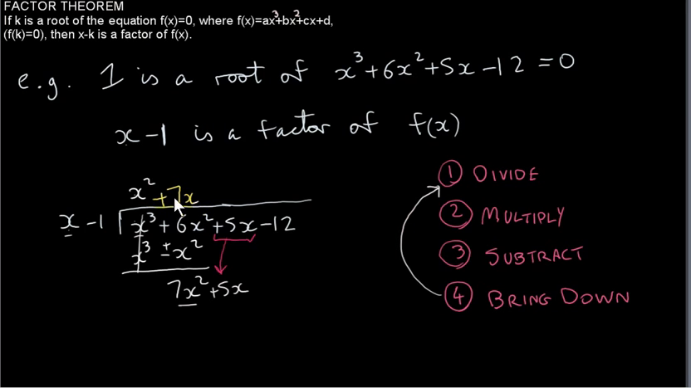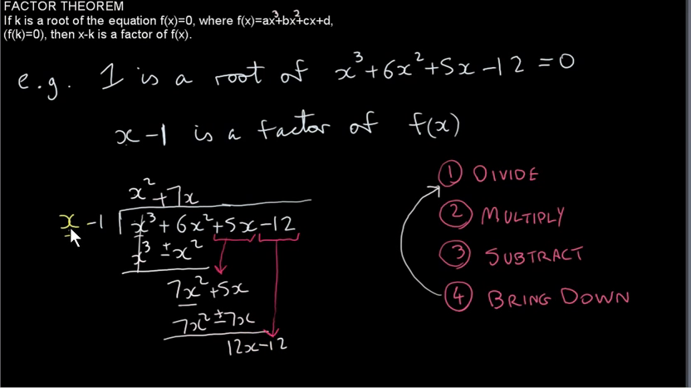The next step is to multiply. We multiply 7x by x to get back this 7x squared. Then we multiply 7x by minus 1 to get minus 7x. Step 3 is to subtract. 7x squared minus 7x squared, that gives us 0. Plus 5x minus minus 7x, that's the same as plus 5x plus 7x, which is plus 12x. After subtracting, we go to step 4, which is to bring down the next term. Next term is minus 12, so we write that after plus 12x.